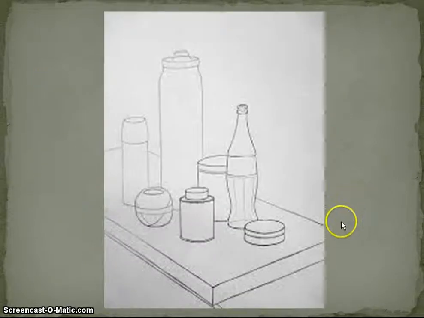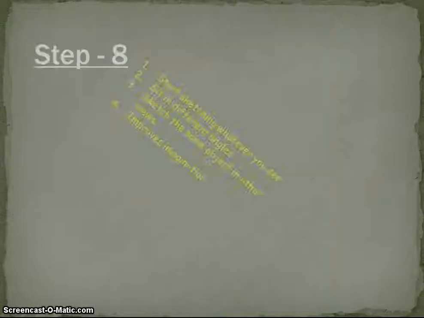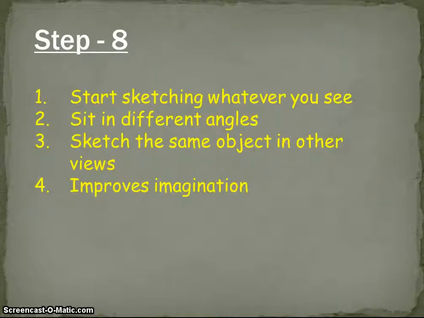Okay, so I have taken the same example as previously. Say this is a cylindrical box, a cylindrical utensil or something like this. This is basically a circle on the top, right? But it's appearing like an ellipse. Likewise, you need to observe this and sketch it as it is. Let's move to the next step: sketching whatever you see.